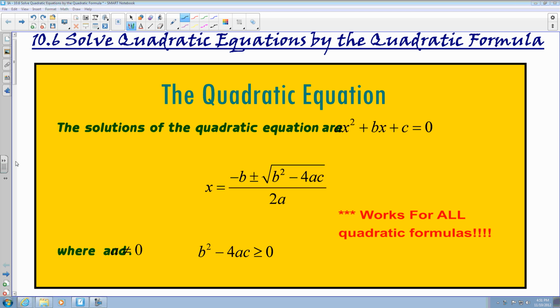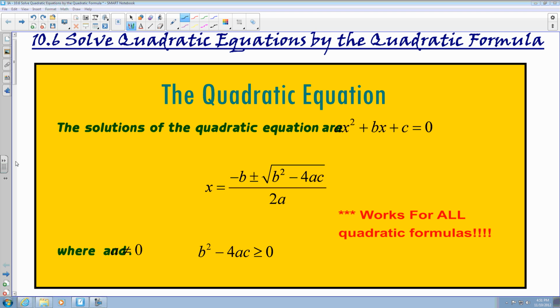We've used factoring, we've used completing the square, we've used square roots. A lot of those different formulas had some stipulations. There had to be something else that had to happen for that to work. The quadratic formula is probably the most important because it works for every form of quadratic equation.